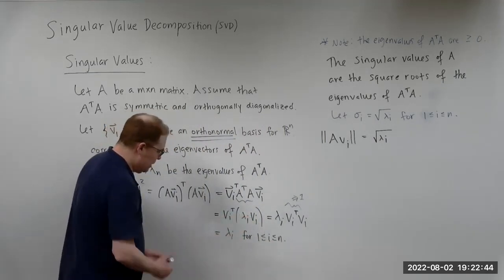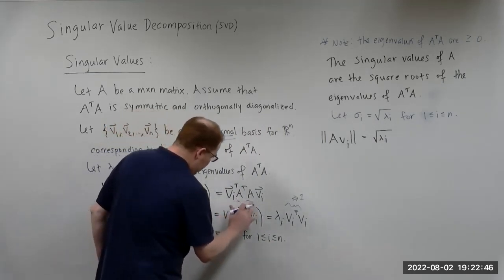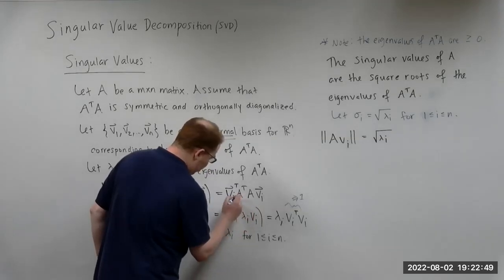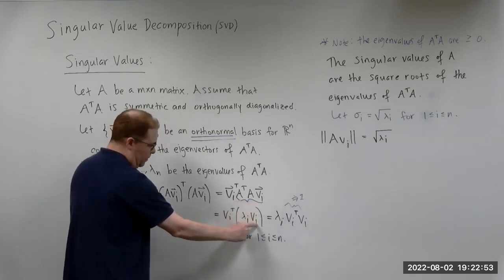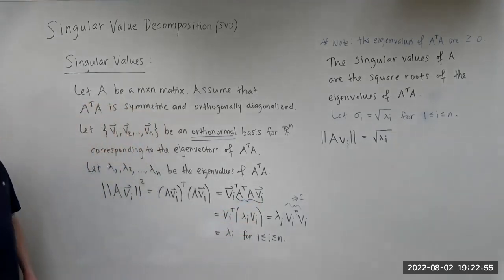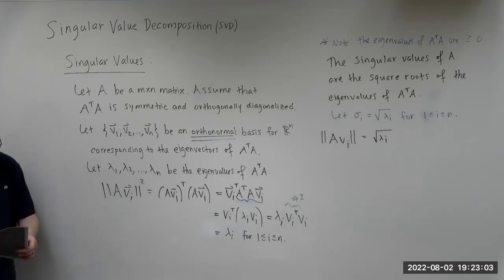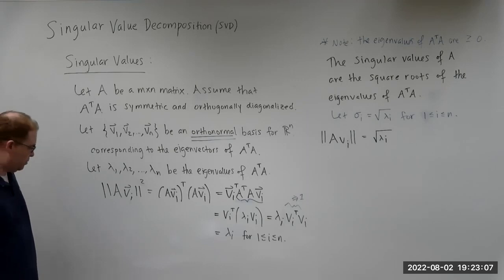So maybe I should have positioned this more carefully here. So this gets replaced by this. All right, let's go to the next part. So that's a little bit of background on singular values. But now we can go to the theorem and start to prove this result.